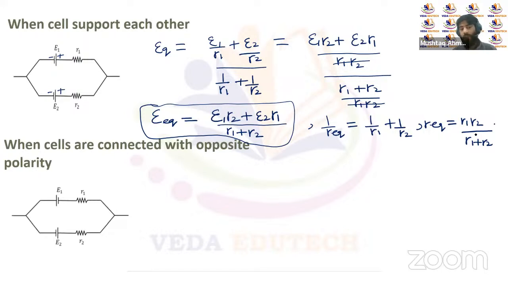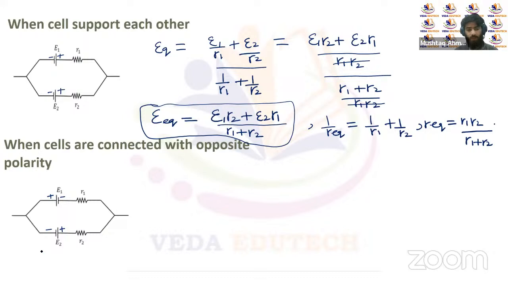So what happens when the cells are connected with opposite polarity? When the cells do not support each other, they oppose each other. That's the two cells in parallel having opposite polarity. You can see here in this circuit, there is a cell of EMF E1 and a cell of EMF E2. One has polarity plus and minus like this, and another has this polarity. They have two different polarities, opposite polarities, we can say.